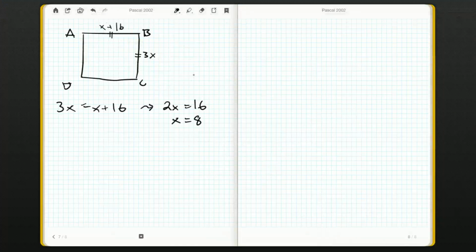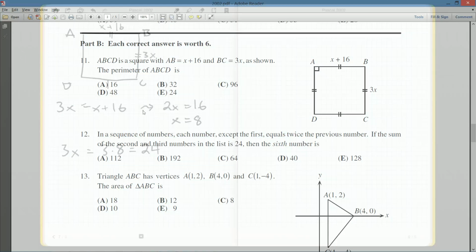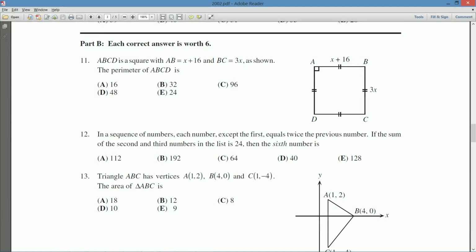Okay. So now that we have x equals 8, we then plug it back into either side length. It'll be the same thing. That's 3 times 8, which is 24. So that's one of the sides. And actually, I think, yeah, 24 is one of the possibilities. So if you were trying to figure out a side length and you got really excited, you might bubble in E as 24, and that'd be wrong.